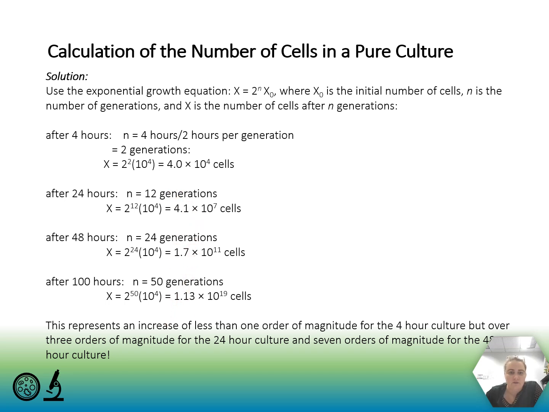So what this shows you is that there's an increase of less than 1 order of magnitude for 4 hours, but over 3 orders of magnitude over 4 hours. So what this shows you is just how many cells are being generated in a very, very short time, but that the number of generations does matter.